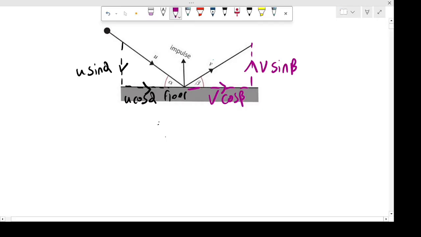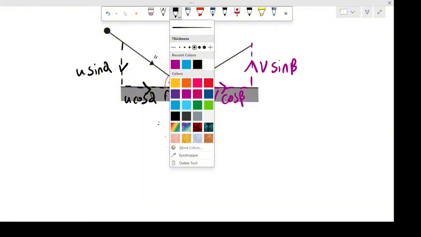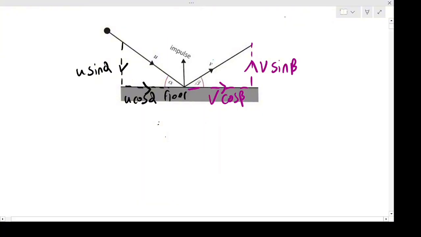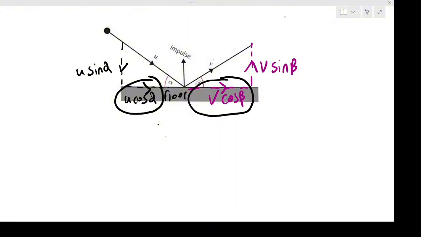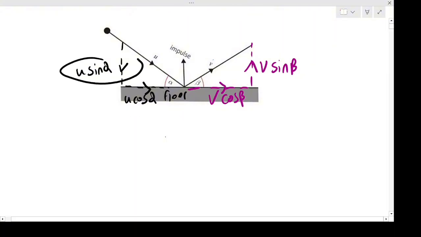Now, it turns out that we can consider this as perpendicular and parallel to the floor. Look at these two first: they're going horizontally across the floor, so they're parallel to the floor. These are my parallel components, because they're going along the floor. Then these two components going upwards and downwards vertically are my perpendicular components, because they're at right angles to the floor.